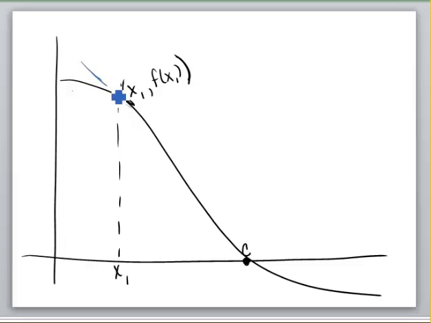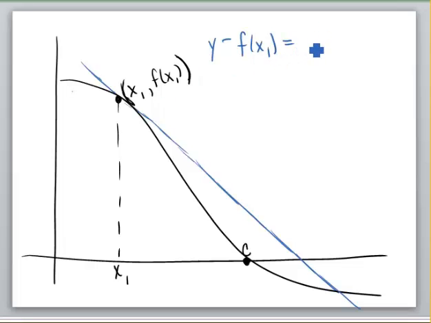So I'm going to draw a tangent line to the curve here as best I can, and I'm going to write the equation of that tangent line to the curve. The equation of that tangent line in point slope form would be y minus f of x sub 1, that's the y value, equals m. Well, the slope would be f prime of x sub 1, and then x minus the x value, which would be x sub 1.